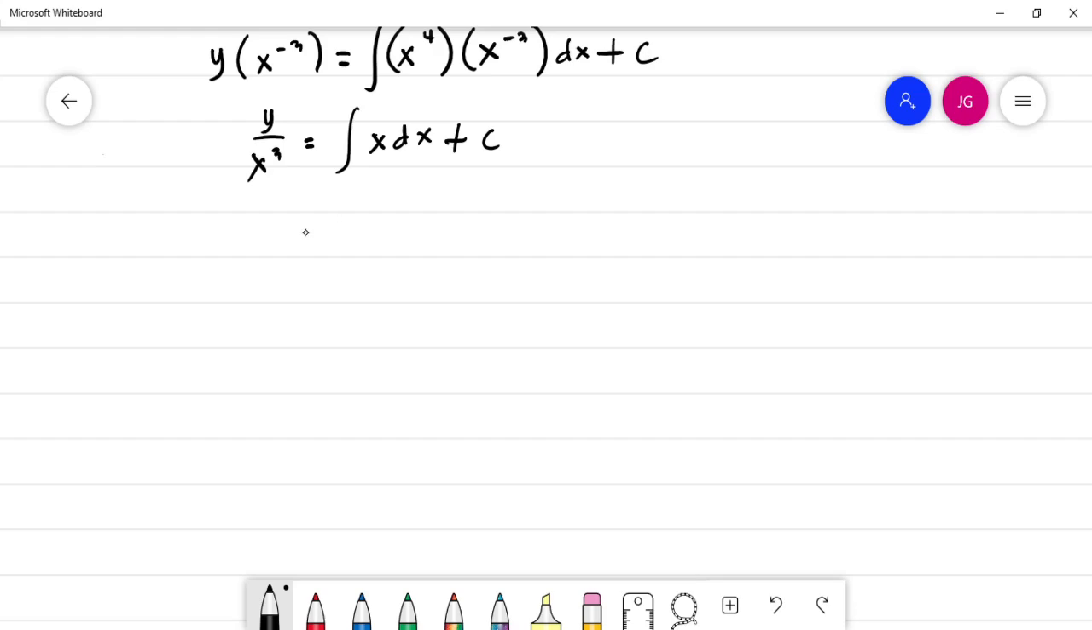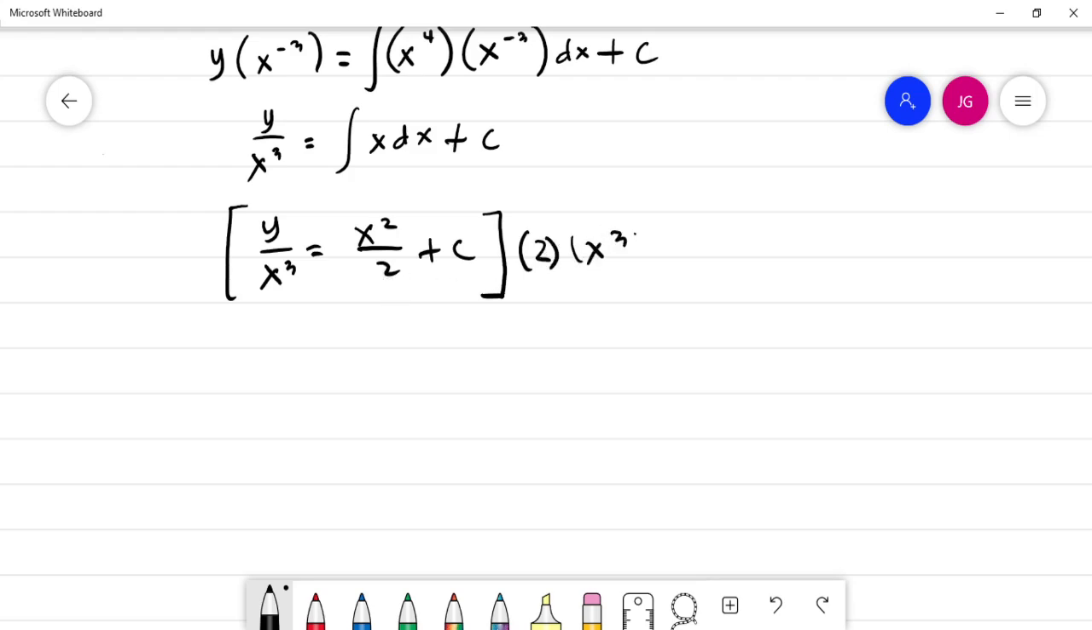Then next guys, we integrate the equation on the right side. So y over x raised to 3 equals x squared over 2 plus c. Okay. To eliminate the denominator, multiply both sides by 2 because there is a denominator of 2 on the right side, then x cube.